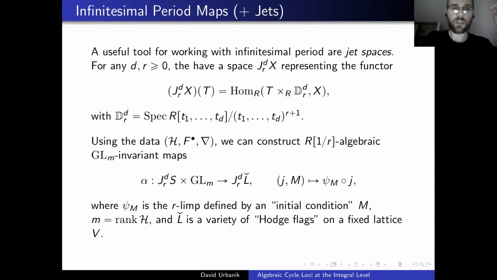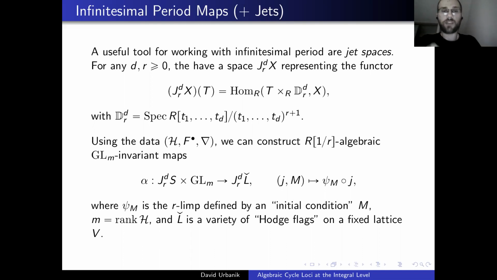And using this data, which I have, the algebraic vector bundle, the filtration, and the connection, and assuming that R is invertible in our field or over our ring, you can use the differential equations that describe these infinitesimal local period maps, these R-jets, to construct evaluation maps, which will take an infinitesimal disk, which I'm representing here by a jet, and compose that map from the infinitesimal disk to S with the infinitesimal order R period map.